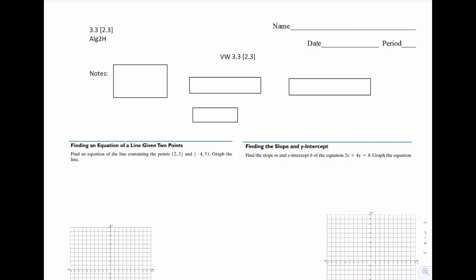Welcome to VW 3.3. Today we're going to review everything you learned about lines in Algebra 1. So first, you'll notice that there are these boxes here. Make sure you put those in your paper too. It'll help you keep your notes organized.